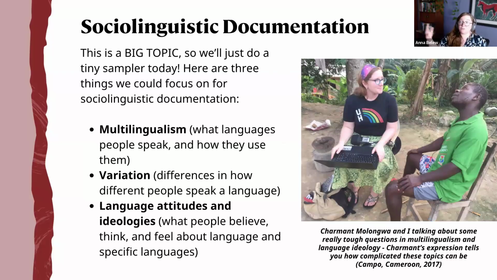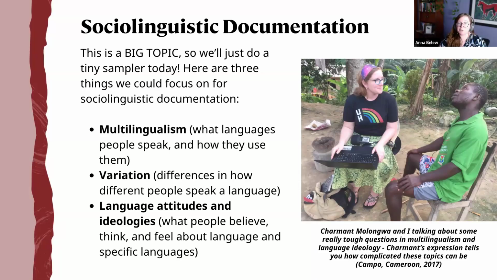And again, this sociolinguistic documentation, the way it's been growing over the last decade, is a really big topic. So we're going to do a sample today. Here are three of the things we're going to focus on when we're talking about sociolinguistic documentation. First, a really important one, multilingualism. What are the languages people are using in a given community or context, and how are they using those different languages? Then we're also going to look at variation, which means the differences in how different people talk.